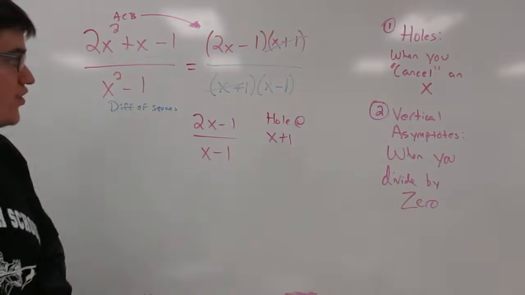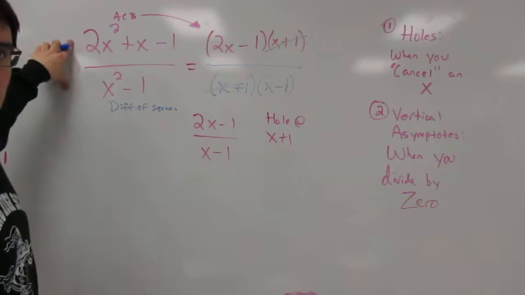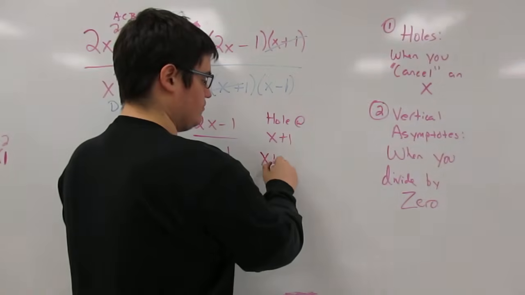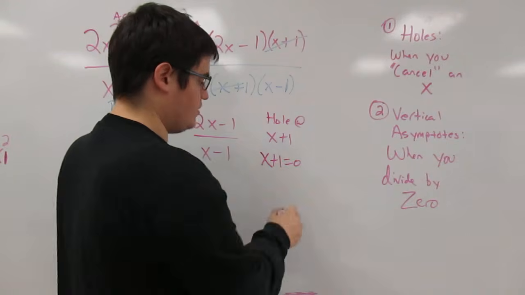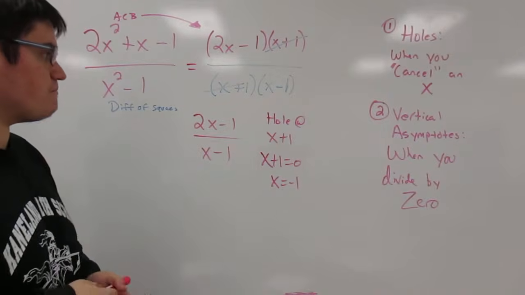So I need to find the value that makes this guy equal to 0, because then in the original expression, the whole thing would have been divided by 0. So I'm going to set x plus 1 equal to 0. So x equals negative 1. So I have a hole at negative 1.